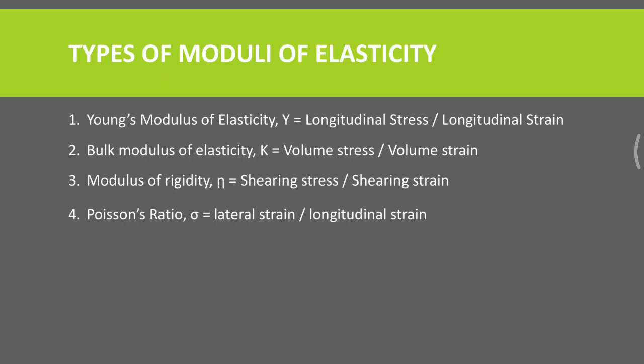There are different types of moduli of elasticity: Young's modulus, bulk modulus, and rigidity modulus. Young's modulus is represented by Y, bulk modulus by K, and rigidity modulus by N. Young's modulus is defined as longitudinal stress to longitudinal strain. Bulk modulus is volume stress to volume strain. Rigidity modulus is shearing stress to shearing strain. The Poisson's ratio, represented as sigma, is defined as lateral strain to longitudinal strain.